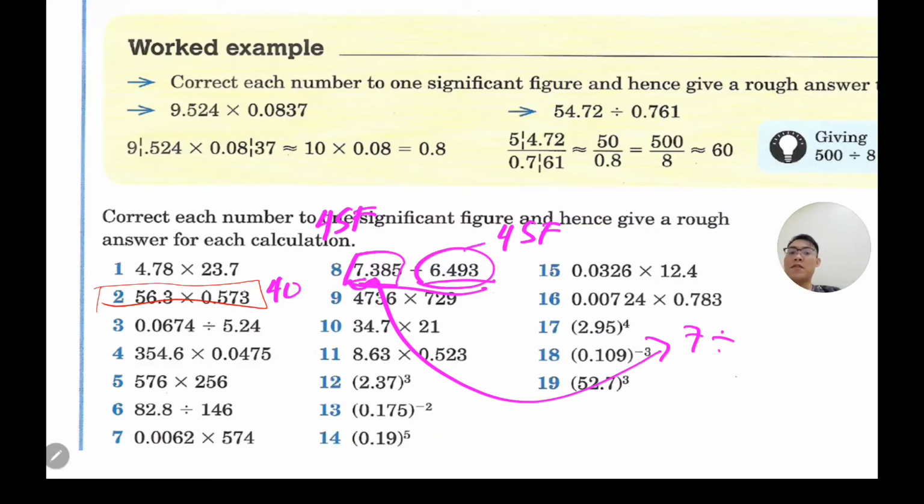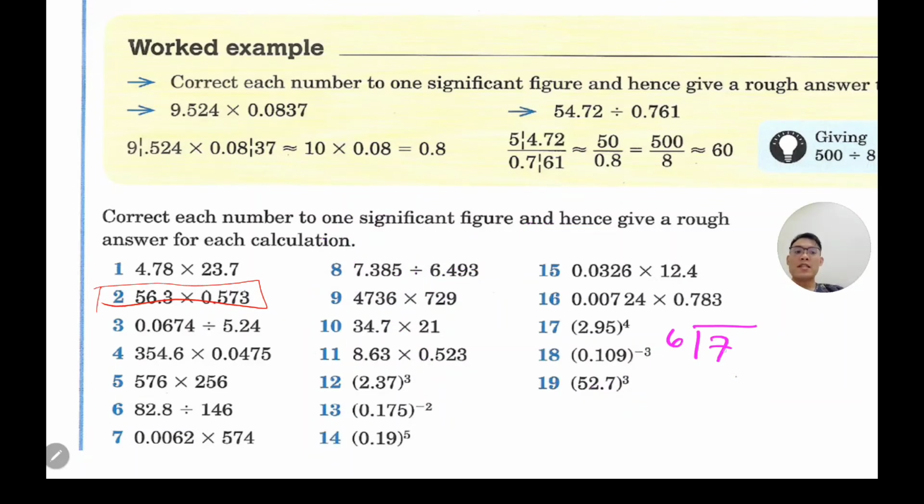6.493 has 4 significant figures. We have to transform it into 1 significant figure. That means our first significant figure is 6. The next number is 4, which is less than 5. So that means the rest becomes 0 and 6 still remains 6. So our answer here is 7 over 6. Now we have to divide 7 divided by 6.